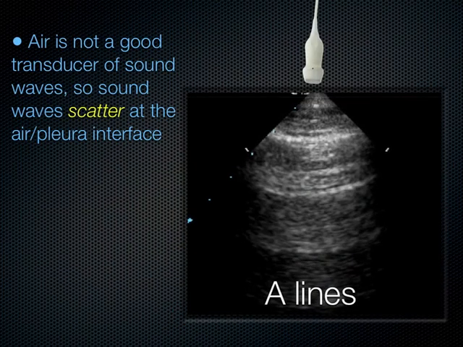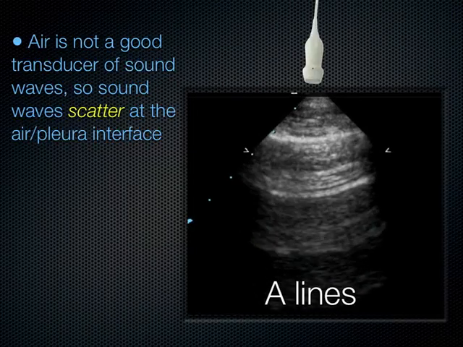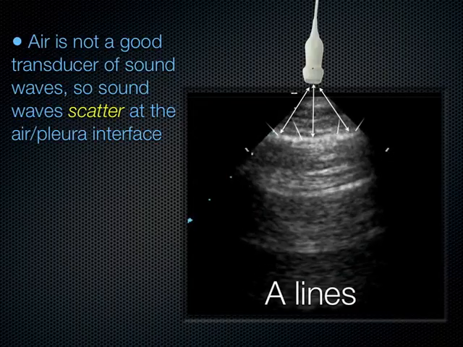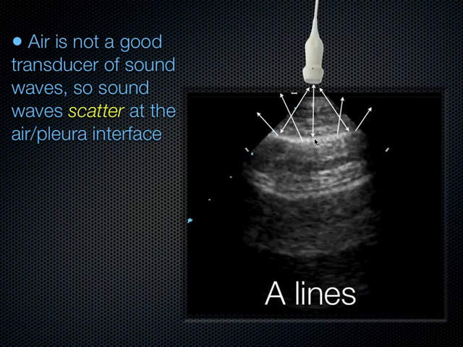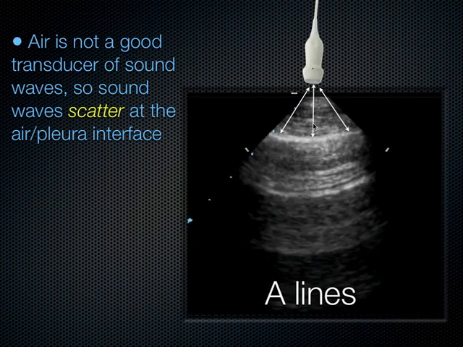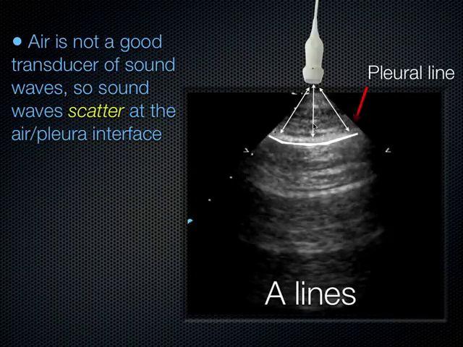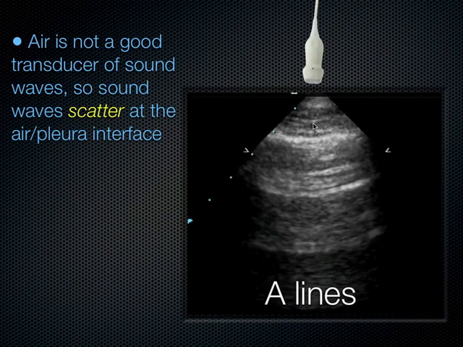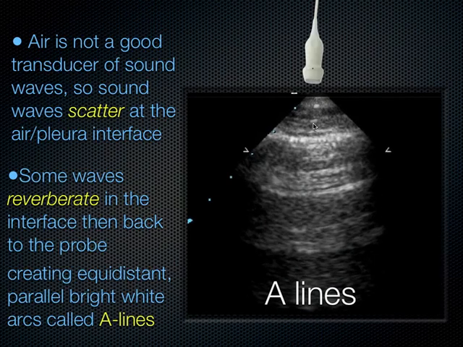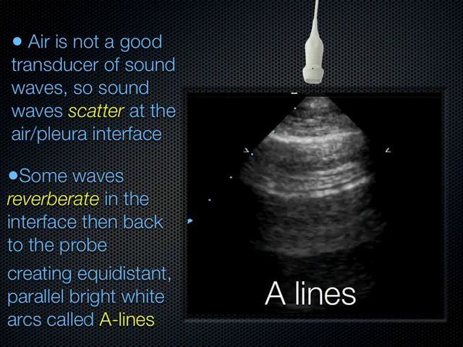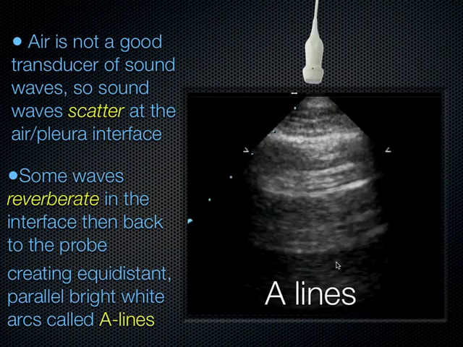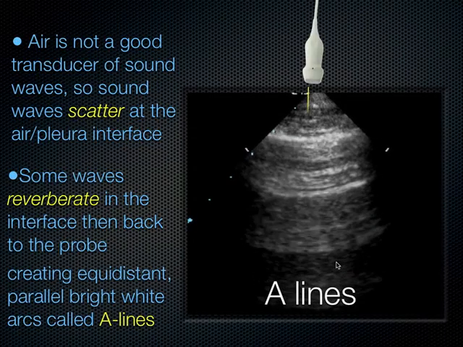And because we know that air is not a good transducer of sound, sound waves get scattered at the air pleural interface. And that's what we're seeing there. The sound is coming in, it reflects off the pleura, comes back again, and then there's this repeating artifact that extends down at repeating intervals from the pleural line and into the body. That's because the sound waves are reverberating back and forth again, and we get these equidistant, parallel, bright lines coming down, or A-lines.